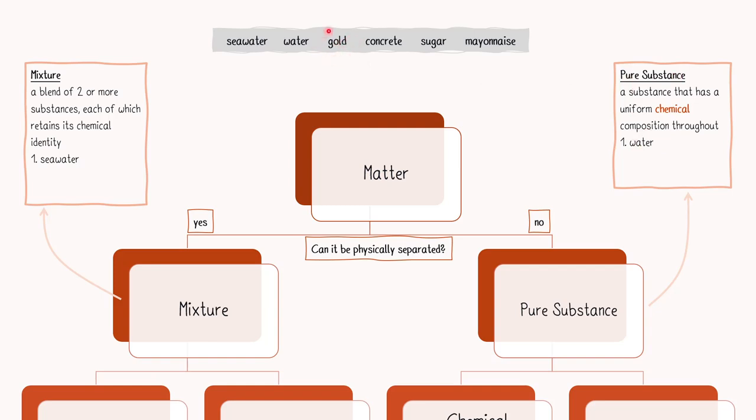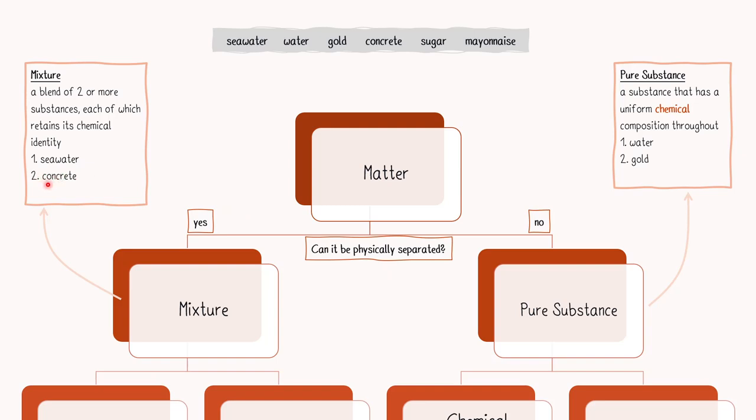Gold. Alright, gold. Can gold be physically separated? No, it is a pure substance, and actually it's also an element. So all the elements on our periodic table of elements are pure substances by definition. Therefore, we put gold as a pure substance. Next, we have concrete, and concrete, of course, can be physically separated. It mainly consists of some minerals and water, so the answer would be yes, and therefore we have concrete as a mixture.